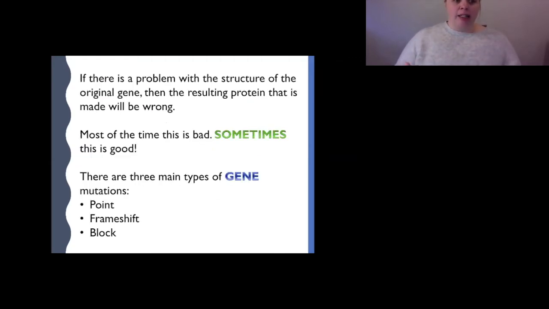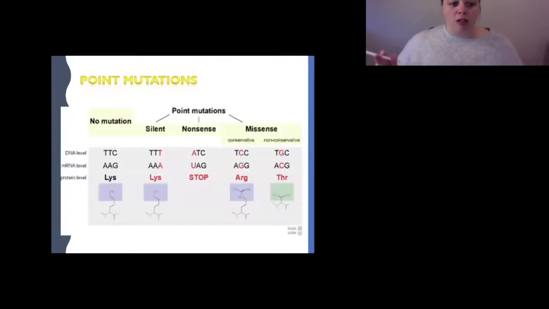All right, so sometimes there's a problem with the structure of the original gene and the protein will be different. Most of the times it's bad, but sometimes it's good. And what we're hoping for, to drive evolution and to drive this change over time, is we need some of these good mutations to occur. So there are 3 main types that we can talk about: a point mutation, a frame shift mutation, and a block mutation. So let's get started on what a point mutation is.